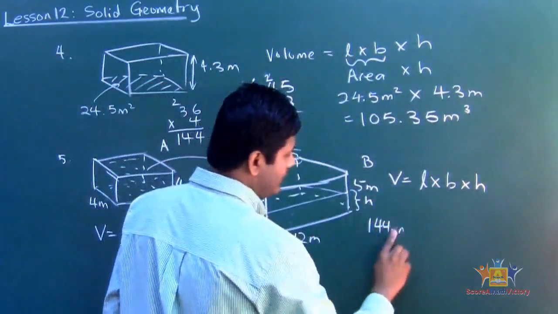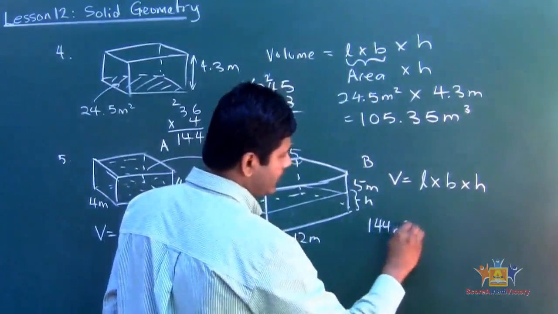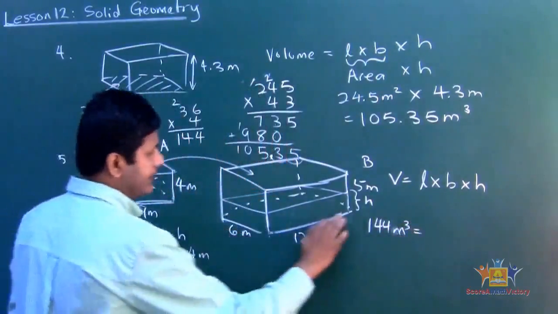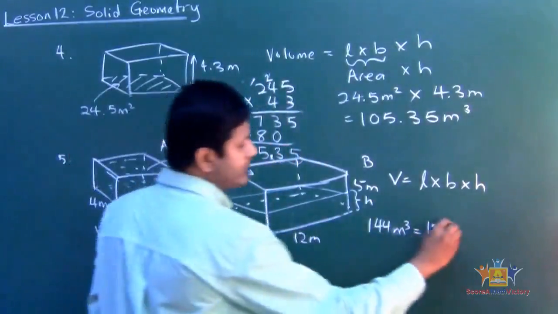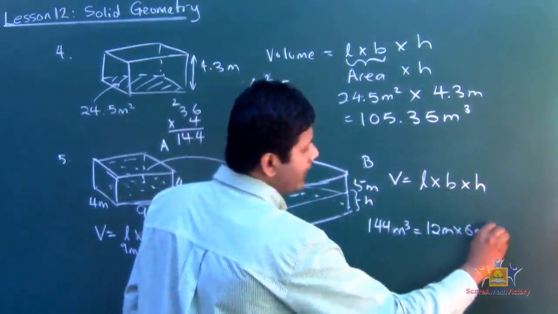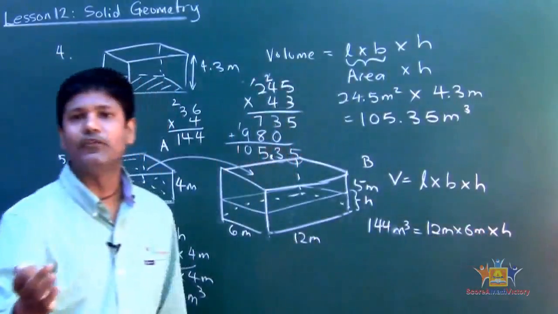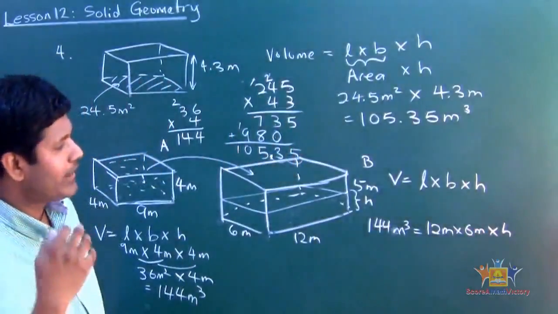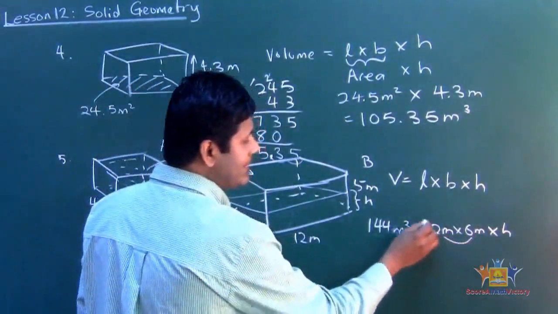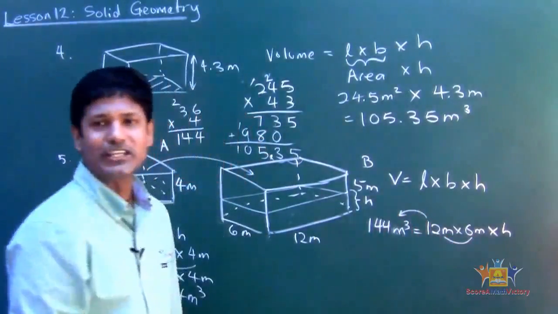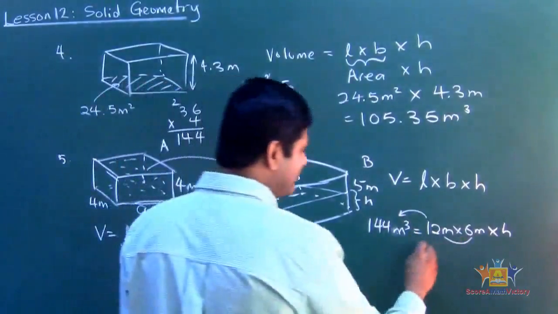144 meter cube equals, the length is 12 meter and the breadth is 6 meter, but we don't know the height because that's what we're looking for. So in order to find height, I have to times this one out and then cross the bridge. Alright, let's do that. 12 times 6 is what?